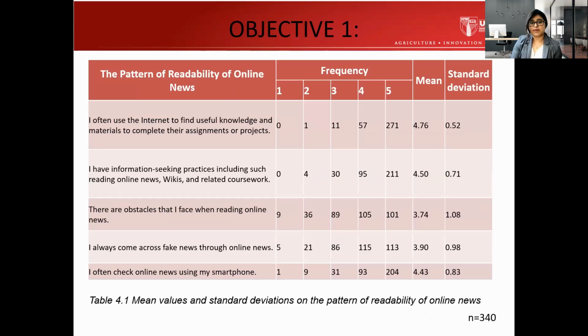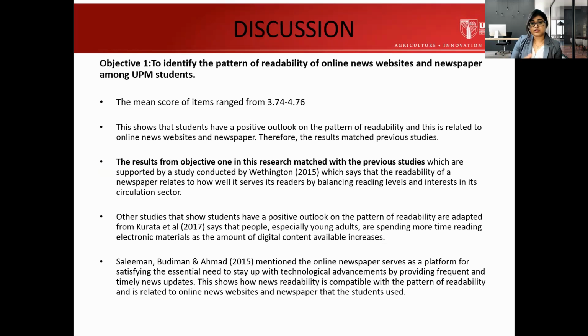All right, so this is my objective 1. This is the distribution of data. Now we will discuss the mean values and standard deviations of the pattern of readability of online news. Basically, the mean scores of these items range from 3.74 to 4.76. This gave a positive outlook because it matched previous studies, where Wellington in 2015 stated that the readability of a newspaper relates to how well it serves its readers by balancing reading levels and interest in its circulation sector. So this was a positive output here.